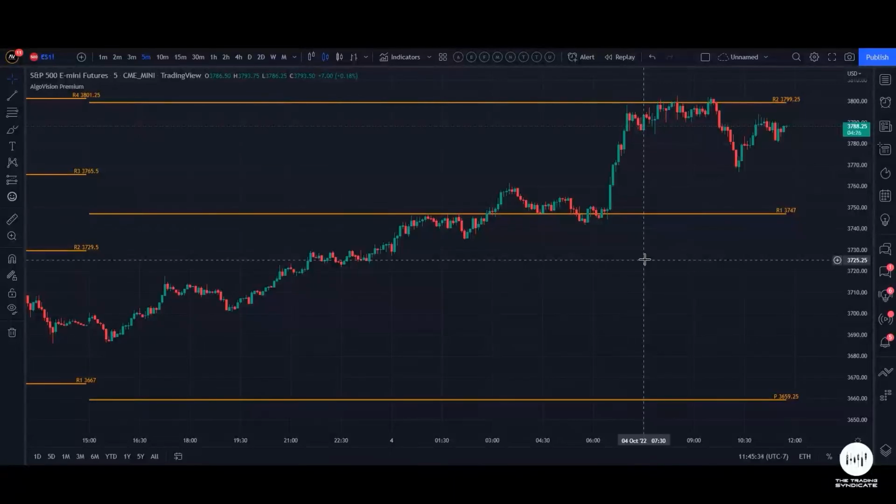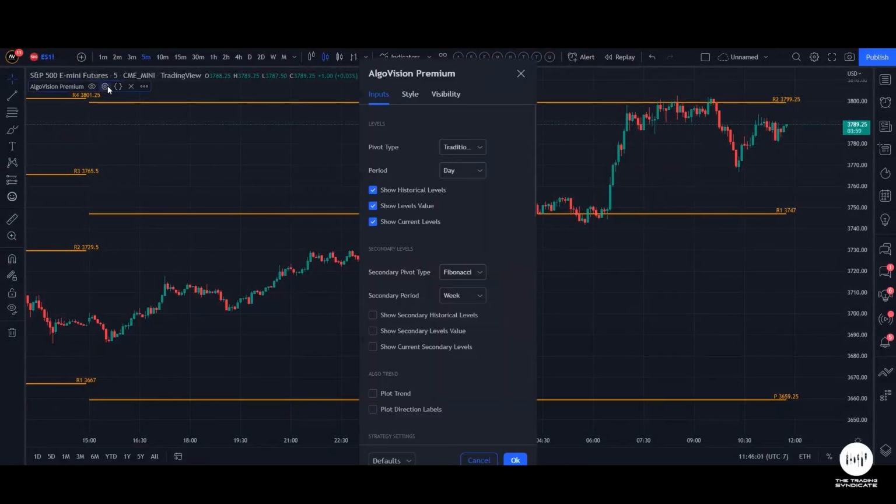So for those of you who are just starting out and charting your very own support and resistance levels, a very strong way that you can either confirm the levels that you have drawn out or assist you in identifying these levels is to use the pivot points tool. What I'm using here is the AlgoVision Premium Indicator, which you can get in a package deal. How this works is you go to your settings and you'll have a pivot type, a period, and some toggles that you can adjust.